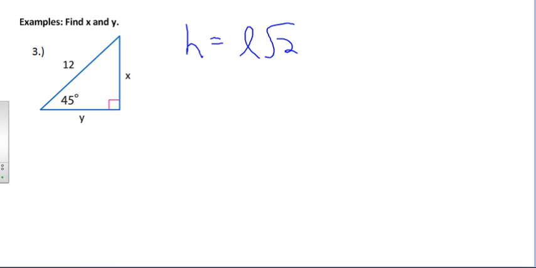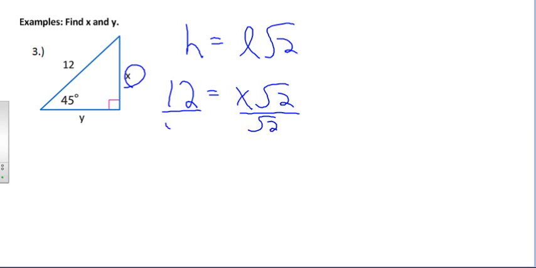So what's my hypotenuse in this case? Well, my hypotenuse is 12. That's equal to the length of my leg. Well, that's x times the square root of 2. Now to solve for x, I just need to solve this equation. I can really just divide by the square root of 2. So I get x is equal to 12 divided by the square root of 2.